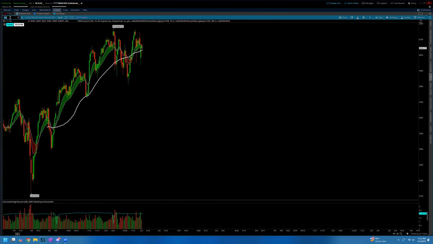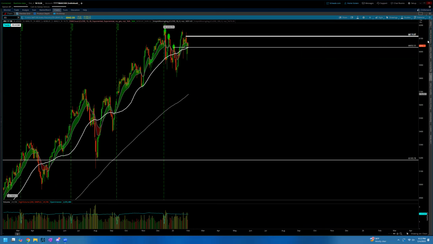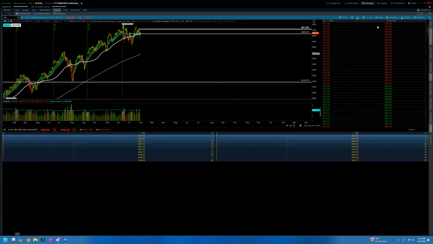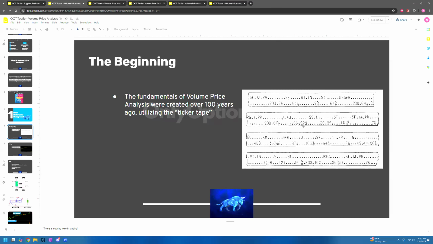If we look at ES, right, the version of the tape now is a combination of time and sales and level twos. But that ticker tape represents what we now look at in time and sales, right? This used to be printed and faxed and God knows whatever else. I don't actually know how this machine even really worked, to be honest with you. But this is where stock trading really began.